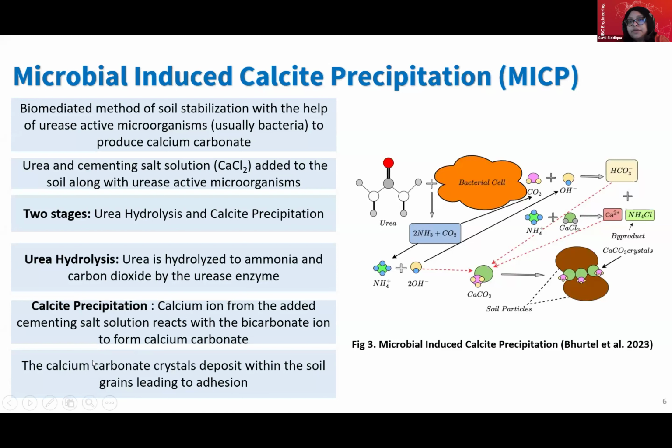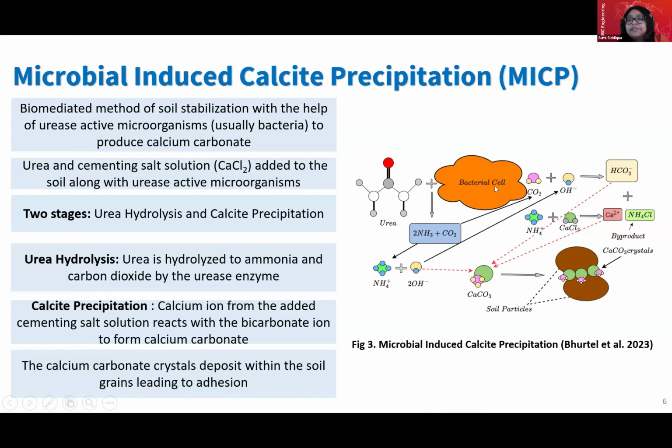So the first stage, when we are looking into the urea hydrolysis, in this area we have ammonia and carbon dioxide produced by the urease enzyme. And then the calcite precipitation is the calcium ion from the added cementing salt that we talked about, the calcium chloride, that reacts with this bicarbonate ion from the calcium carbonate and forms the calcium carbonate. And that fills the voids of the soil, creates the crystal deposits, and that leads to the gain of strength. So this is how the MICP process works.